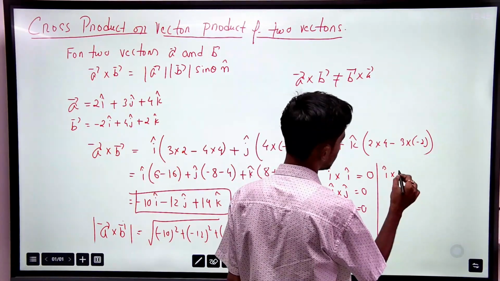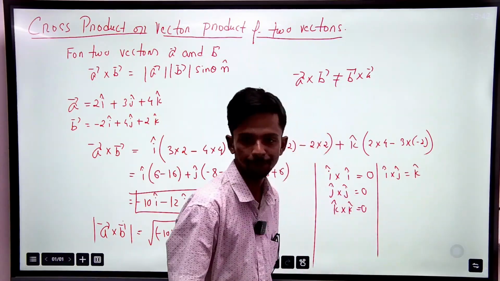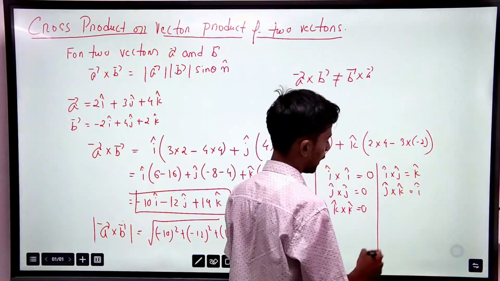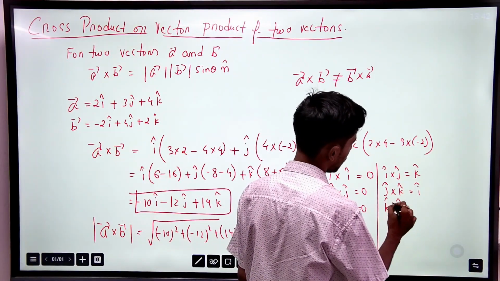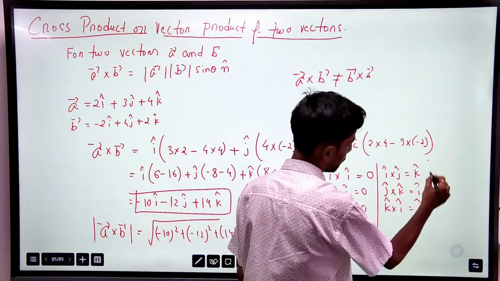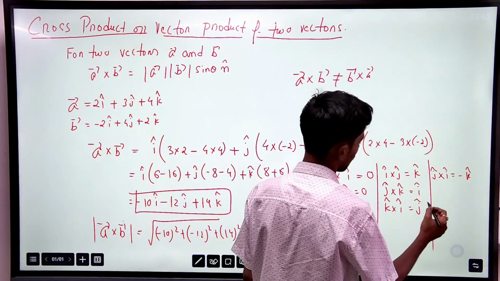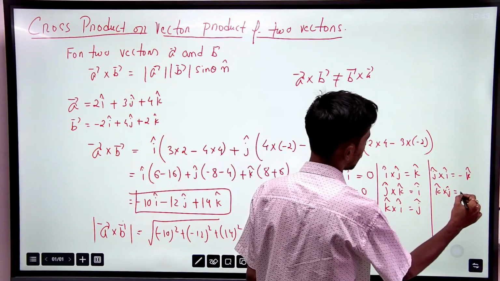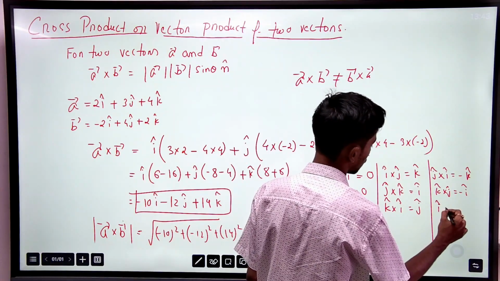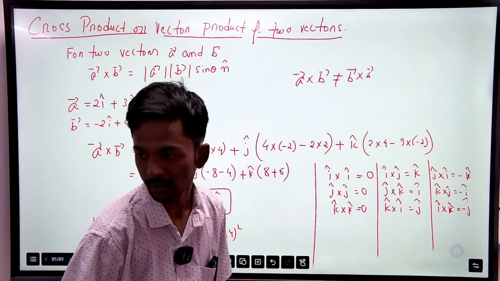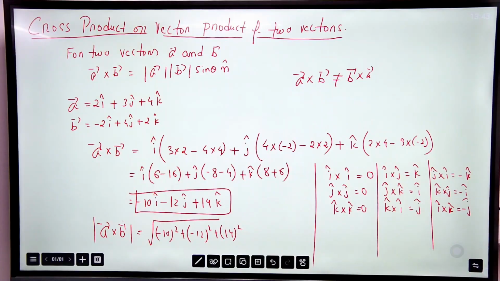But when you take i cross j, you are getting the other vector k. When you take j cross k, you are getting the other vector i. k cross i, you are getting j. Reversely, if you take j cross i, you are getting minus k. If you take k cross j, you are getting minus i. And when you take i cross k, you are getting minus j. ये भी देखना पड़ेगा, इसको भी लिख लो. नेक्स्ट वाले प्रॉपर्टी में ये लिख लो.